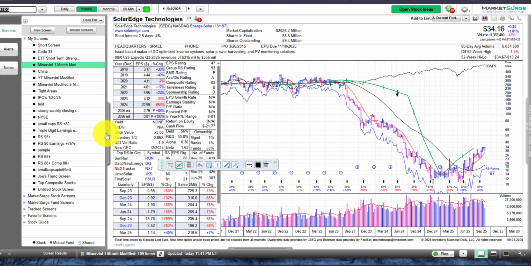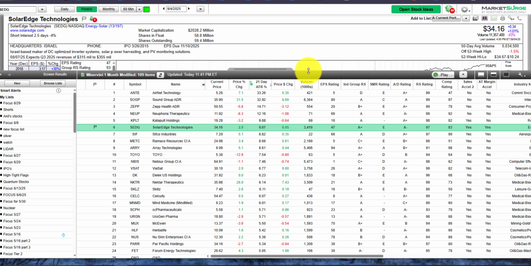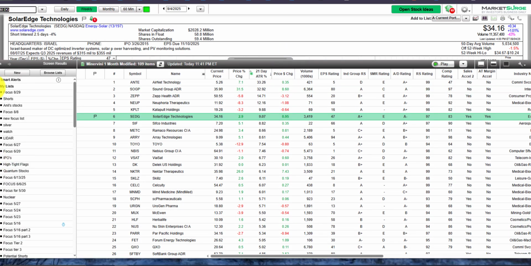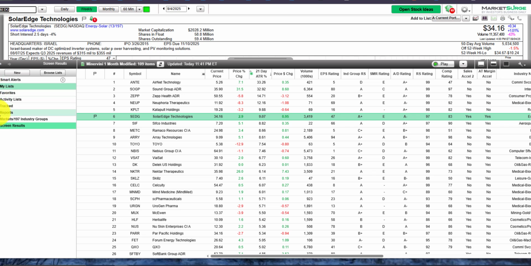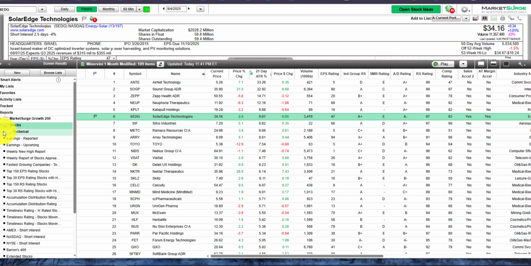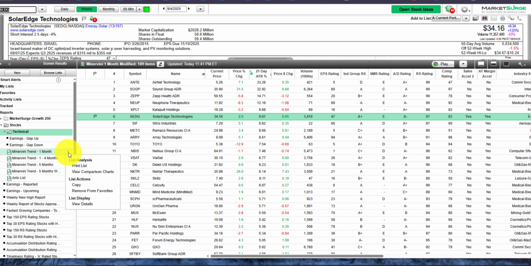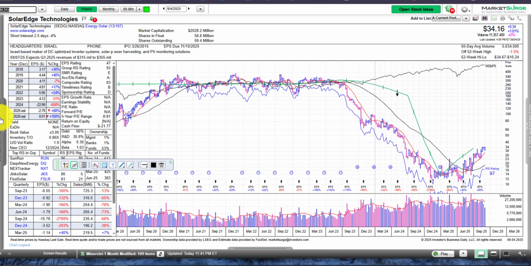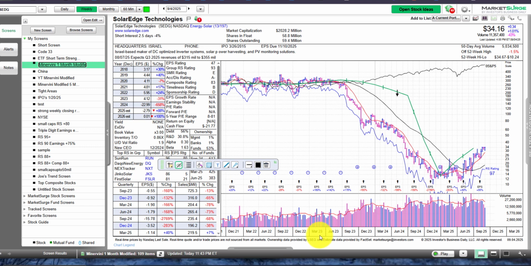Let me close that. The first time you look for it, you got to open up this bottom panel here, and you go to Reports, Stocks, Technical, and there you'll see them. Minervini 1 month, etc. And you can click this little toggle here and click Add to Favorites. So let's say you've done so, and here it is. Let's just take a look and see what stocks are in it and go through a few of them.